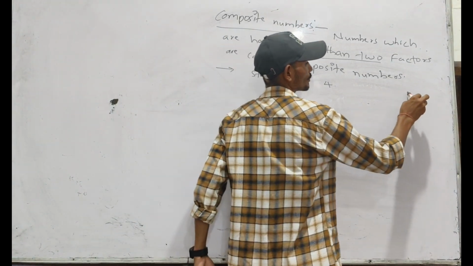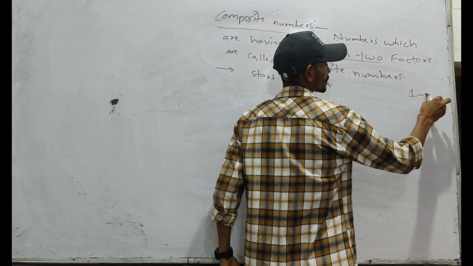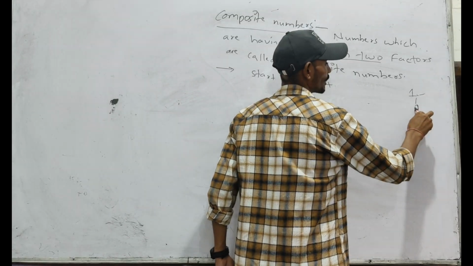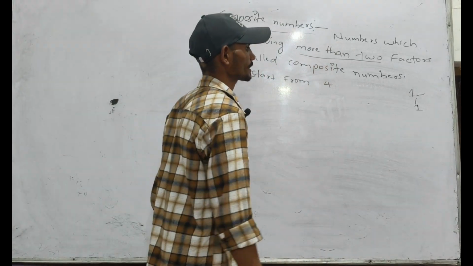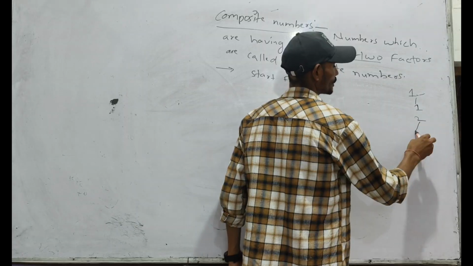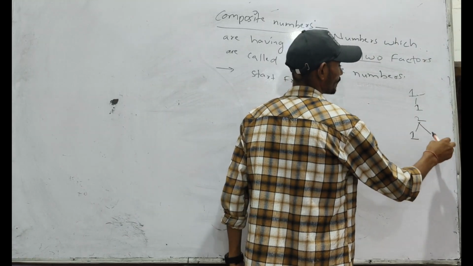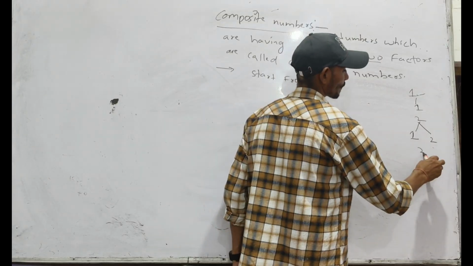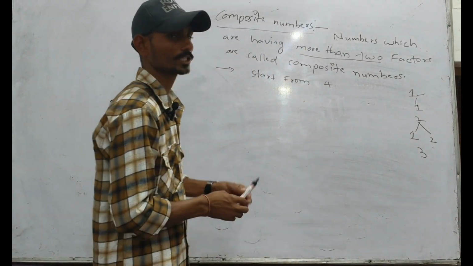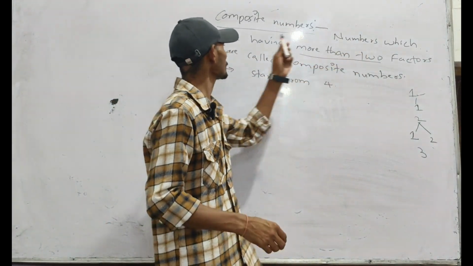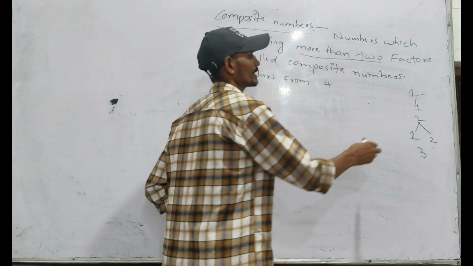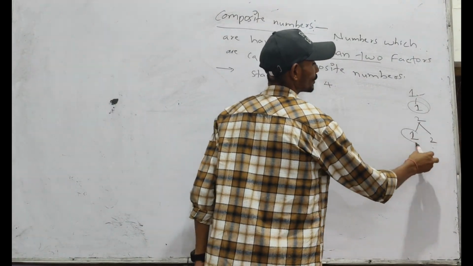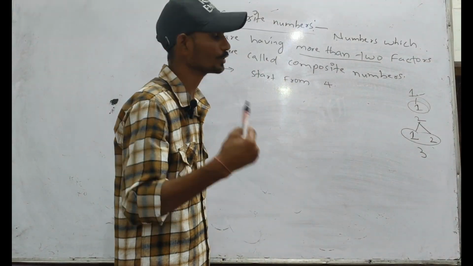Let's start with 1. 1 is divisible by 1 only. Next, take 2. 2 is divisible by only 1 and 2. Our condition for composite numbers is more than 2 factors, but here there is only 1 factor, and here only 2 factors, but we want more than 2.